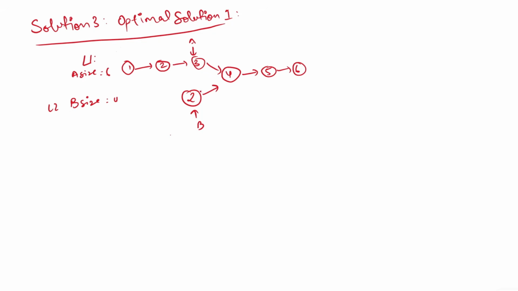After pointing to the same distance, both of them have the same distance from the intersection point. Now I will move both of them one by one, and they will reach the intersection point. So after one step, A and B both reach here, and I will return this node.